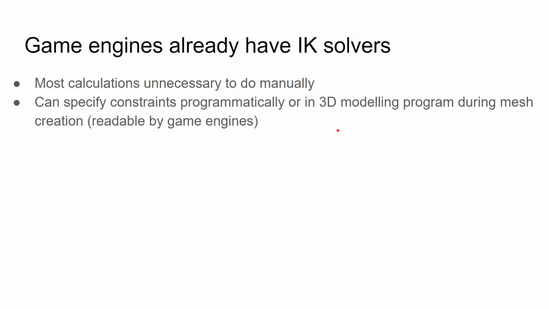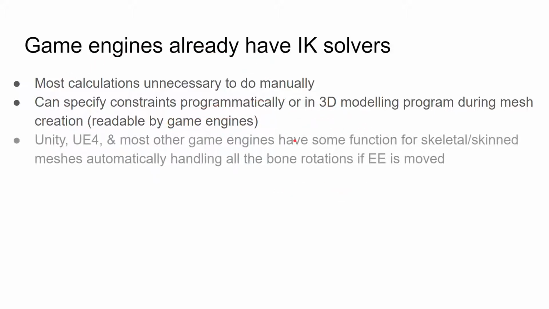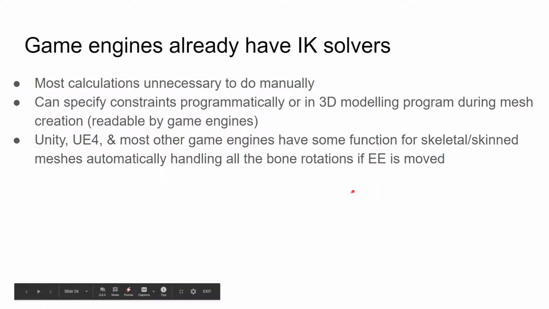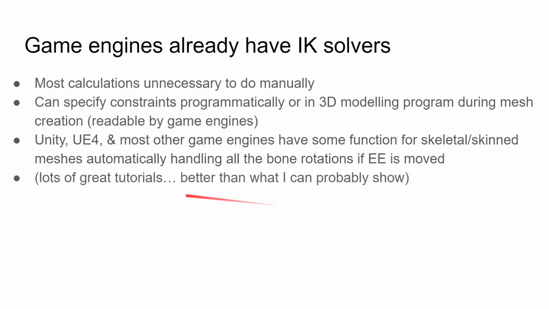In the 3D modeling program where the mesh was created, you can create IK yourself, or you can do it programmatically. Unity and Unreal both have plugins for this. These game engines all have some function where, if I move the end effector, like the hand of the skeleton, it automatically poses everything in the ideal way. You don't have to do any more effort than that, which is nice. And there are a lot of great tutorials online, and I probably can't explain this better than they can.